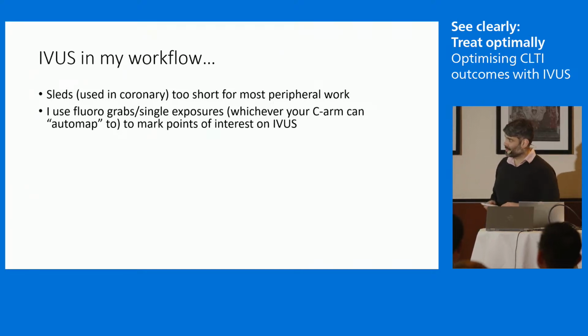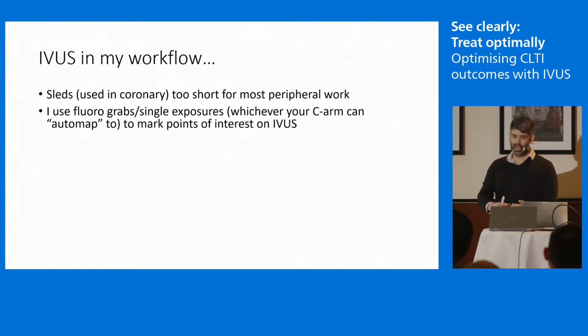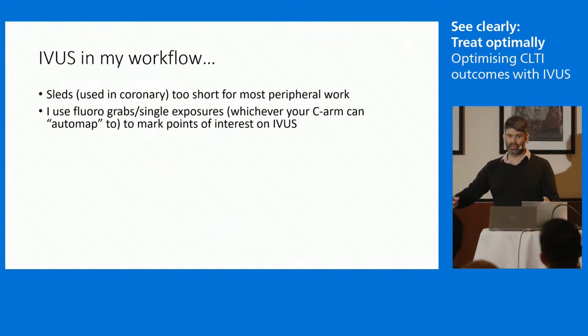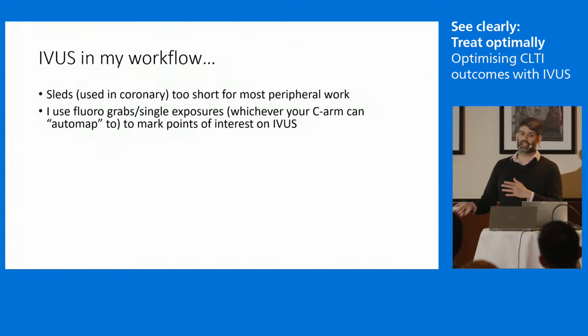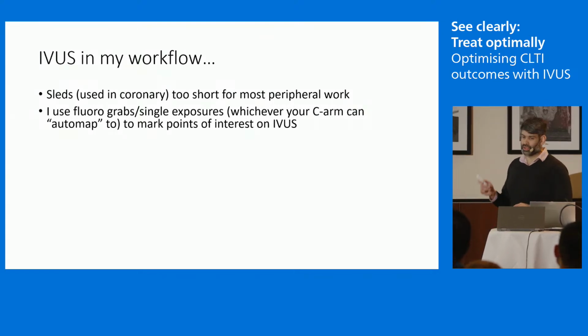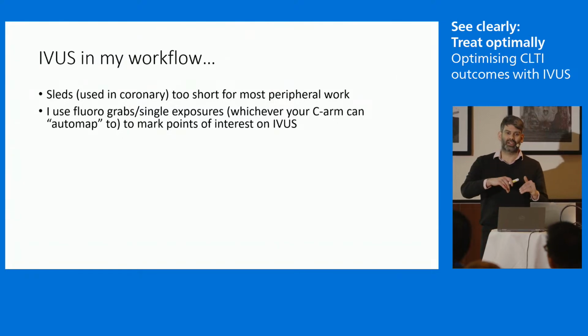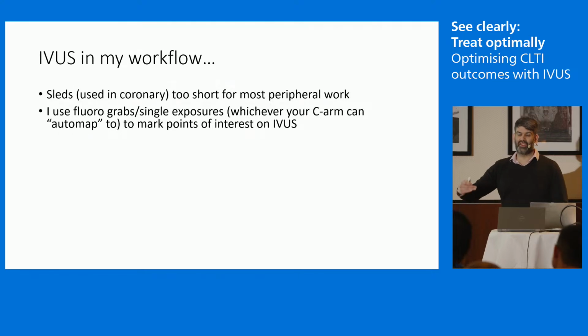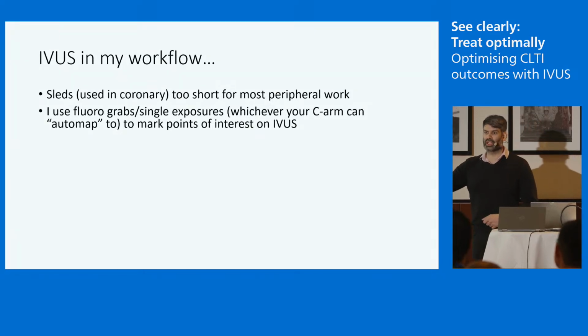In the coronary circulation, the IVUS catheter is connected to a small motor. They call it a sled, and you press the button on the motor, and it will drag the IVUS catheter back at a particular speed for a particular distance, and then it's much easier to go back and see. Unfortunately, for most peripheral work, all of these sleds are way too short, so we have to do something else. What I tend to do is use fluorograbs or single exposures, whatever your C-arm can auto-map back, to mark the position of any point of interest that I'm going to use to guide future treatment.